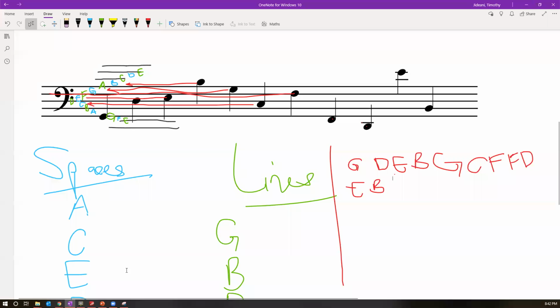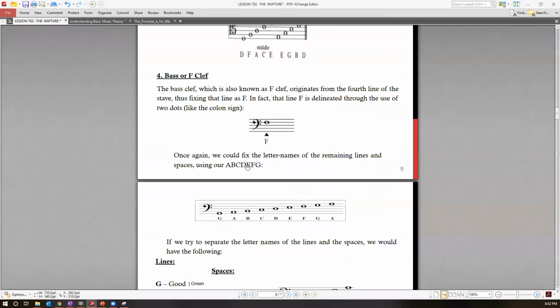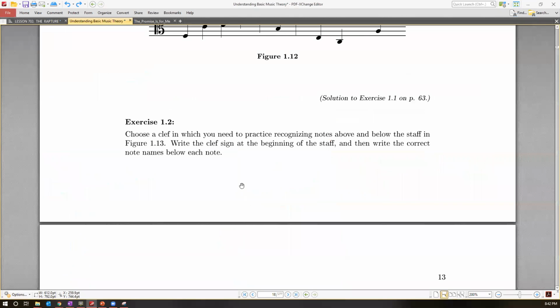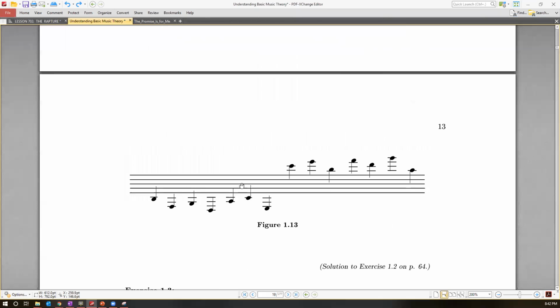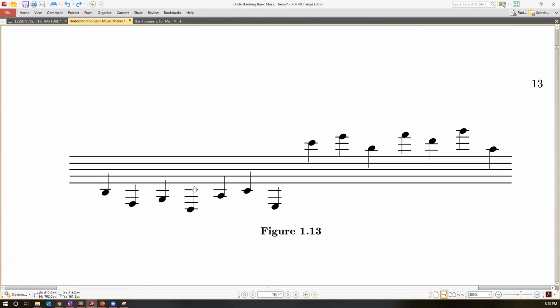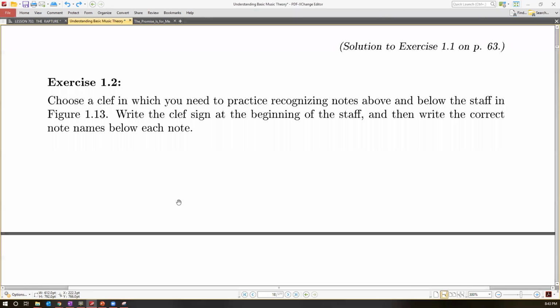Okay. So there's a last exercise for us to do. This will be very, very interesting. So there. Okay. We will leave the auto clef for now. This is our next exercise. So if we notice in this one, we're going to choose a clef in which you need to practice recognizing notes above and below the staff. In figure 1.1.3, write the clef sign at the beginning of the staff and then write the correct notes below each note.